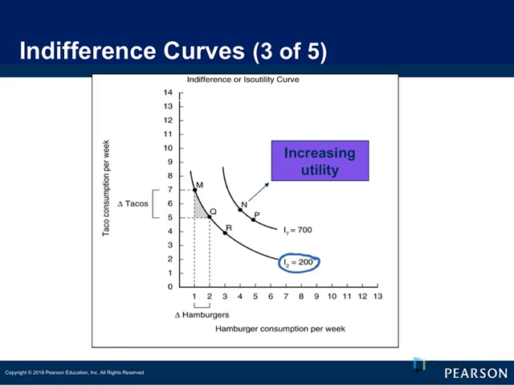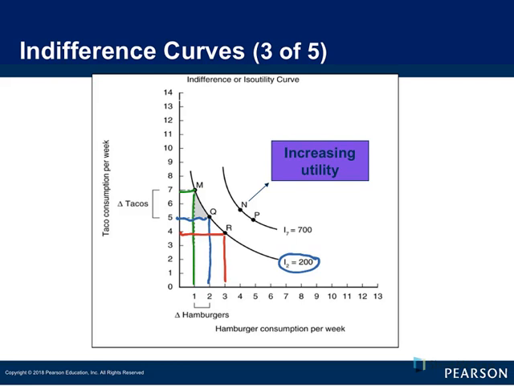200 units of satisfaction, whether we're consuming 7 tacos and 1 hamburger, or whether we are consuming 5 tacos and 2 hamburgers, or whether we are consuming 4 tacos and 3 hamburgers. Each one of those will give us the same kind of utility.